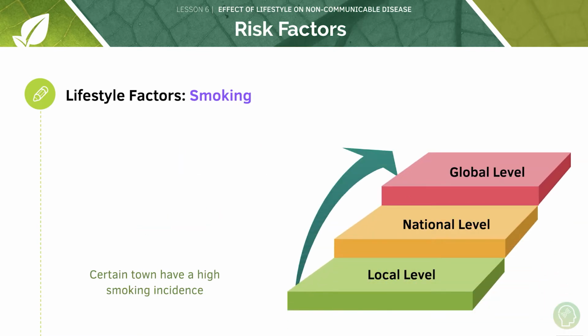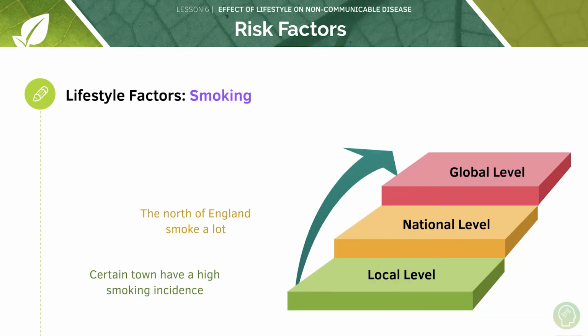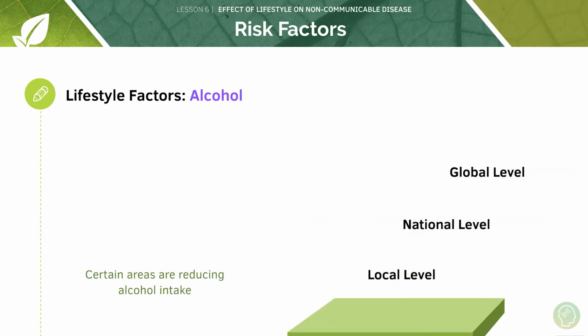Similarly, smoking in a certain town may have a higher incidence than in a neighbouring town. And on a national level, this translates to various regions having higher rates of smoking. So for example, the north of England smoke a lot. And globally, the access to cigarettes has increased on the whole. So all of this is going to contribute to an increase in non-communicable disease on these various levels.